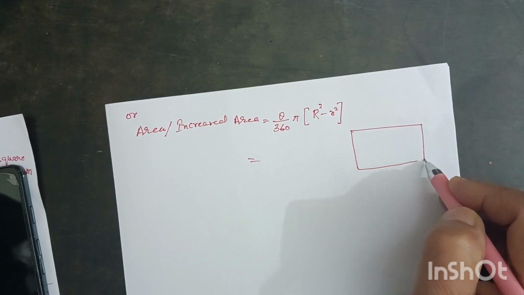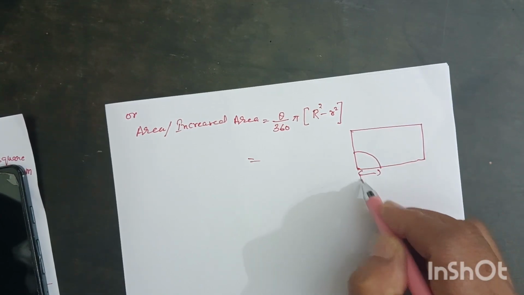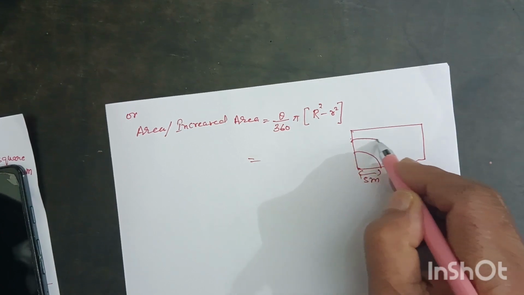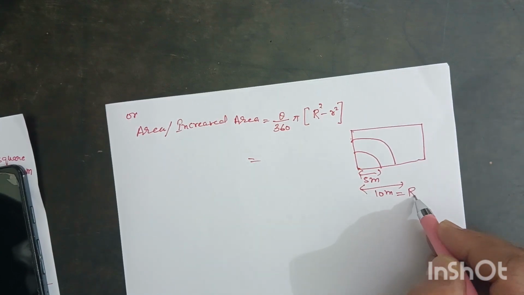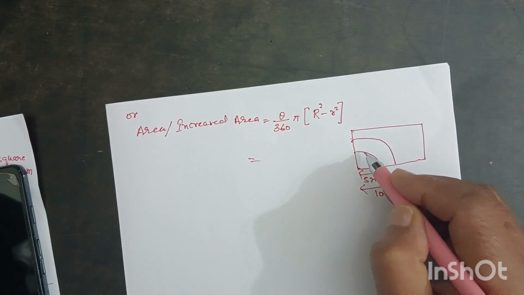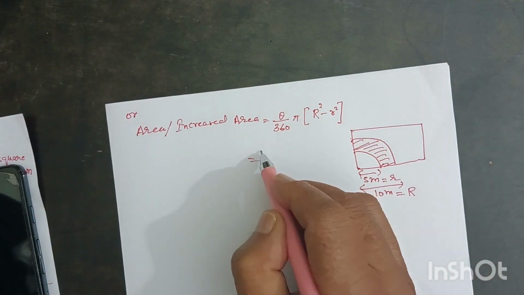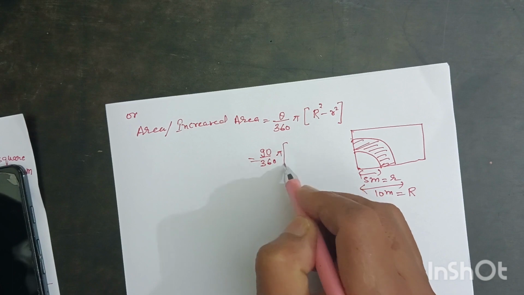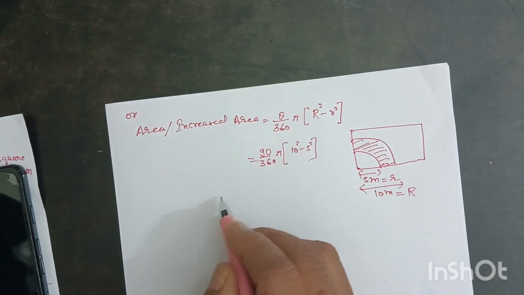Earlier your horse was tied to the peg by a 5 meter long rope. Now in the second case this has been increased to 10 meter length. So this is the external radius, this is the internal radius, and this is the area we want to calculate. So this is 90 upon 360 pi, and this is 10 meter square and this is 5 meter square.